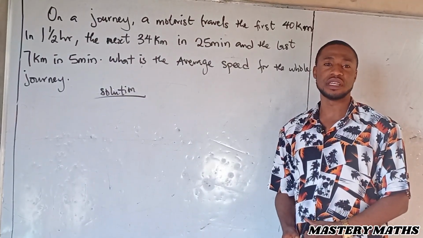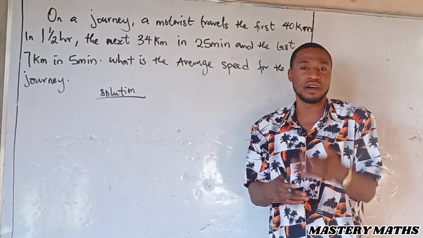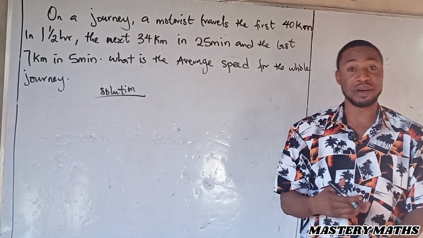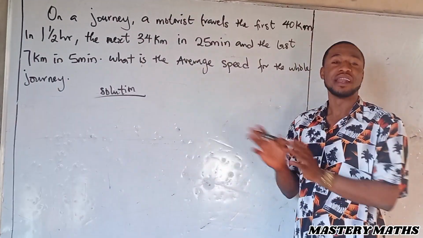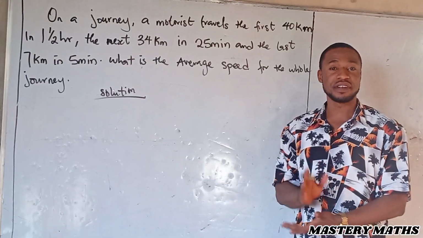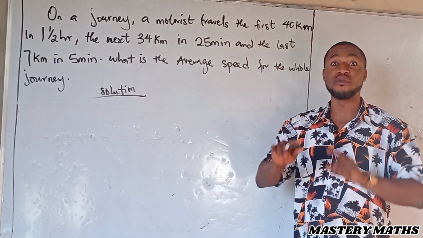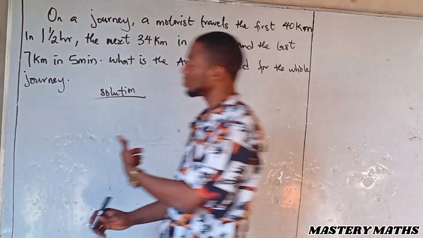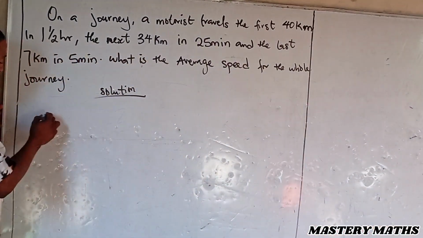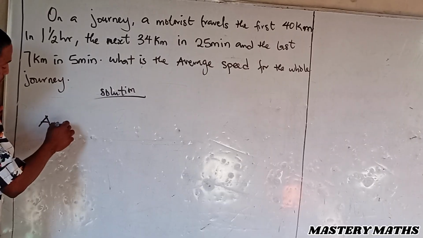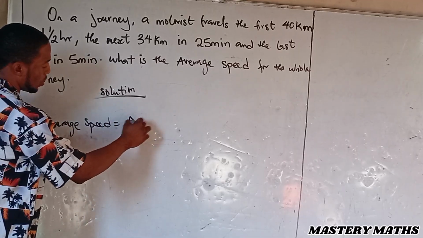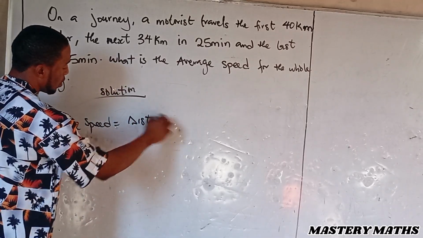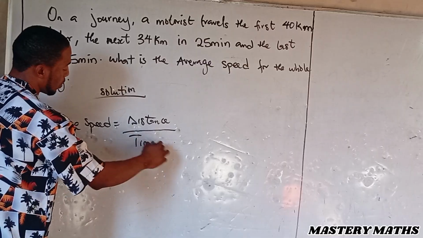First of all, we need to ask, what is the formula for average speed? If you know the formula for average speed, you can overcome this problem. Average speed is equal to distance over time.